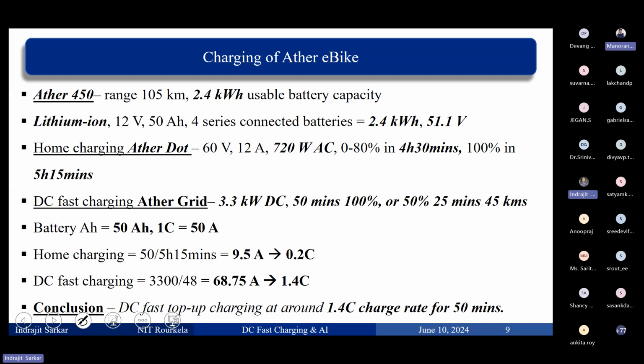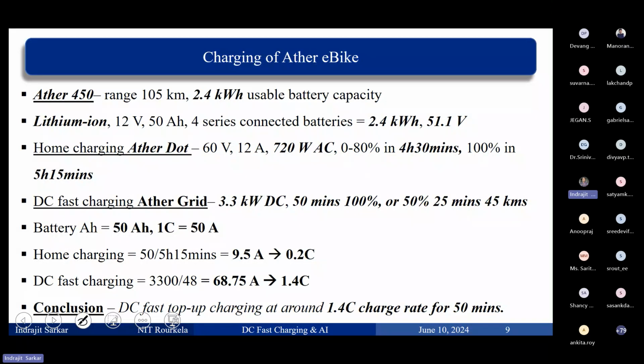Then I have taken another example, another bike, where we have 2.4 kilowatt hour usable battery capacity. This is an e-scooter that is readily available in India as well. Lithium ion battery, 4 batteries connected in series, 12 volt, 50 ampere hour. So 51.1 volt is the battery nominal voltage. Here they provide a 60 volt, 12 ampere charger. The power level is low, 720 watt AC, and it takes almost 4 hours 30 minutes for 80% charging, and for 100% charging more than 5 hours.